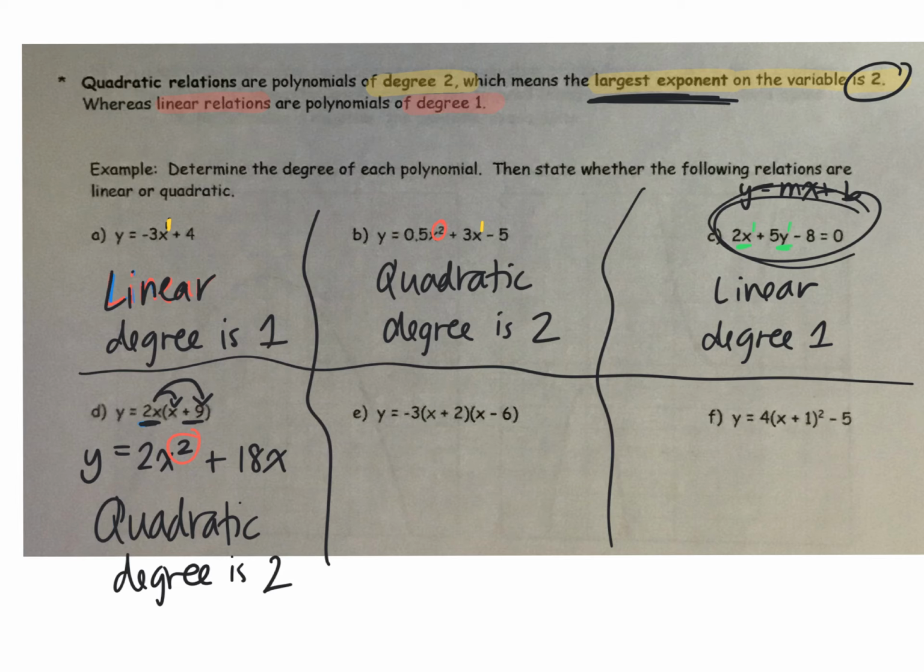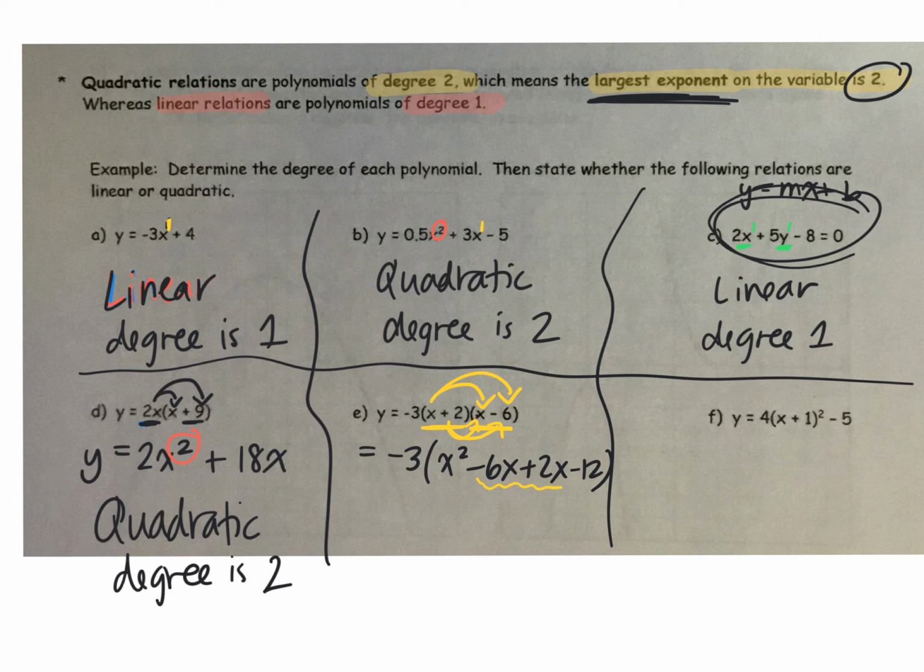Okay, what do you think for E? Well, let's try. We have x plus 2 times x minus 6. We have to do that first. Those are the brackets. That's what we're multiplying. We're going to leave this negative 3 in front of the bracket. What is x times x? x squared. What is x times negative 6? Negative 6x. What's 2 times x? Positive 2x. What's 2 times negative 6? Negative 12. Am I done expanding it? No. We can simplify this actually, right?